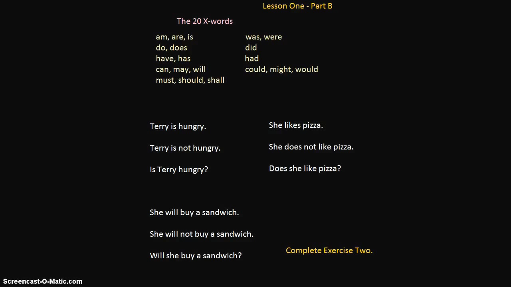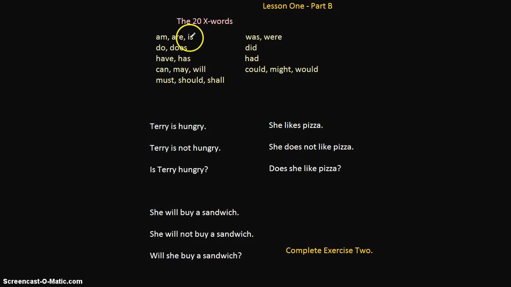Now we know that every sentence has three different forms: affirmative, negative, and yes/no questions. We're ready to continue, and the first thing I'd like to say is that we have 20 X words in English. You've probably heard them called auxiliary verbs or helping verbs. For our grammar, we'll call them X words, and you'll see why in just a second. And the 20 X words are listed here at the top.